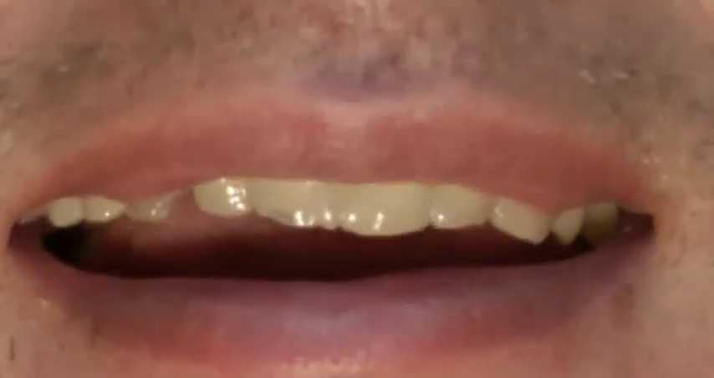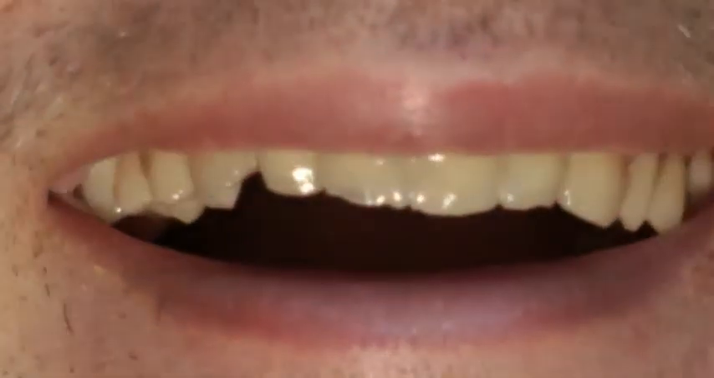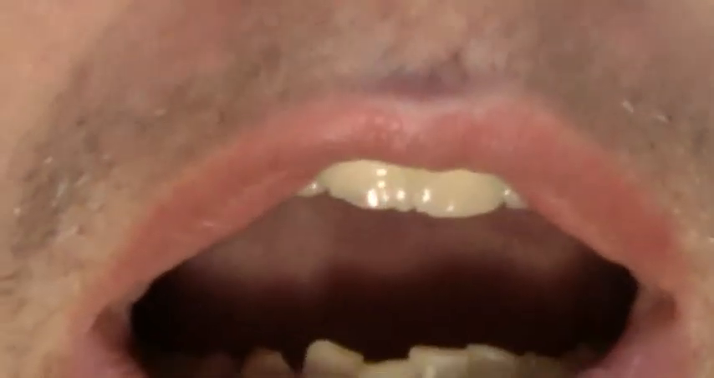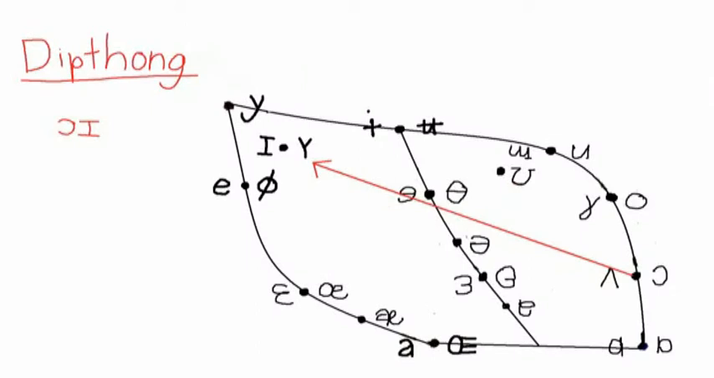Some other languages may use vowels that require a change of the shape of the lips. Diphthong sounds can occur when there is a shift in position of the tongue from one vowel to another.